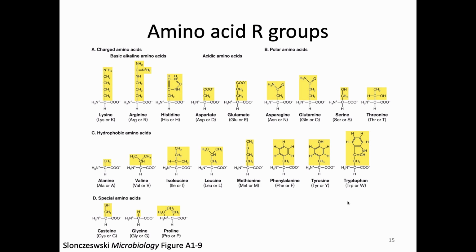Here's what I want you to know about the R groups. There are 20 different R groups. They vary based on charge and on shape.